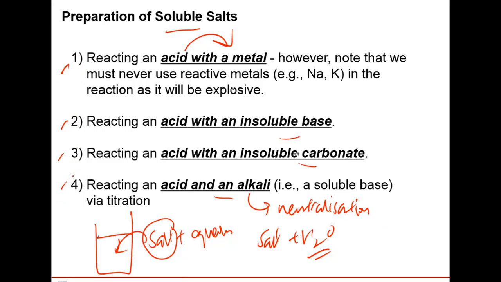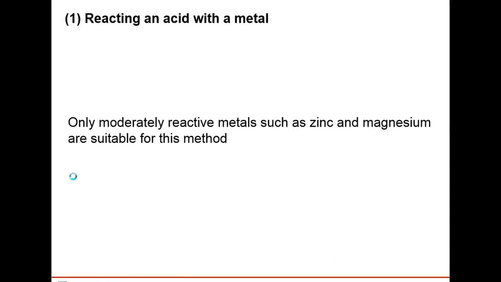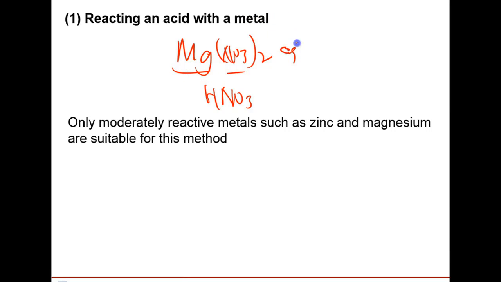So let's start with the simplest one first, acid with a metal. So if, let's say, you want to make the salt magnesium nitrate, okay? So all nitrates are soluble in water. You know this Mg(NO3)2, so this NO3 component must come from HNO3. So where does the Mg come from? So this is soluble in water.